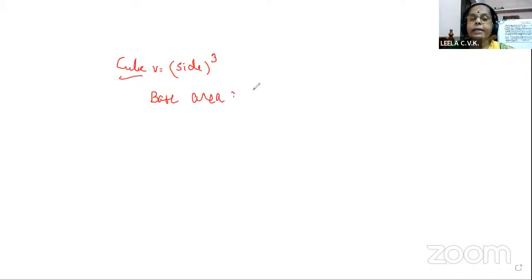So for the cube, quickly we will see the formulas. This much explanation is not needed in the case of a cube. First we will write the volume. That is side into side into side, that means side cube, or if you are using the letter L, it will be L cube. Now next we will write base area, the easiest one. What is base area? Side into side, that is side square.